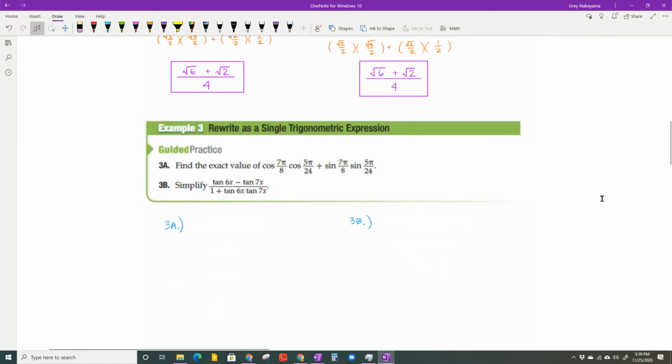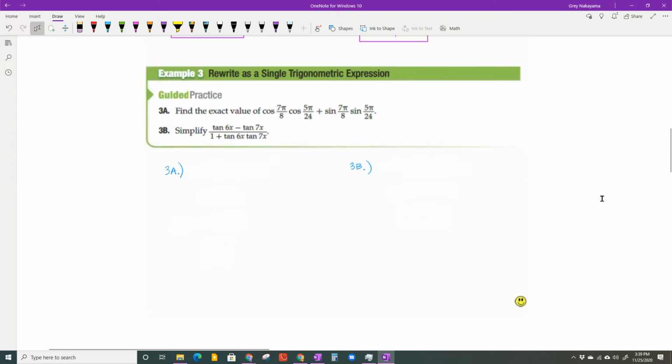So you've got to be familiar, as I keep saying, with these identities. Okay, pay attention. But this first one says find the exact value of cosine of 7 pi over 8, cosine of 5 pi over 12, plus sine of 7 pi over 8, sine of 5 pi over 24. I said 12 back there. Sorry, it's 24. Okay, but notice these two angles are the same, and these two are the same.